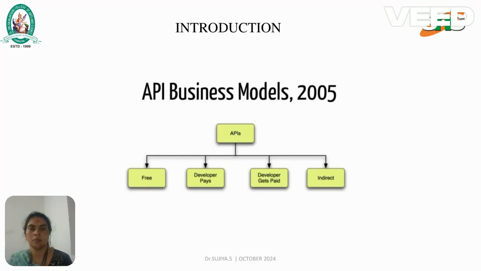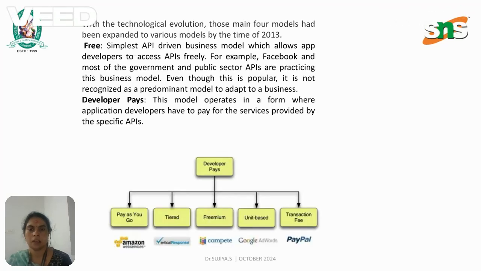The API model is basically divided as free and developers pay, and next is the developer get paid, and then finally it's indirect. With technology evolution, those main four models have been expanded into various models from the time of 2013. First, we go with the free. That is the simplest API-driven business model, which allows app developers to access the API freely. For example, Facebook and most of the government and public sector APIs are practicing this business model. Even though this is popular, it is not recognized as a predominant model to adapt to the business.